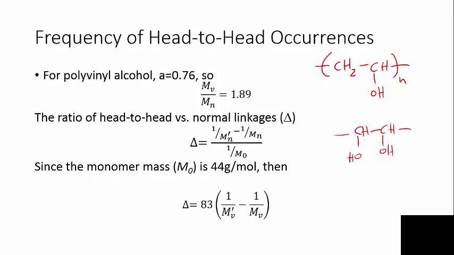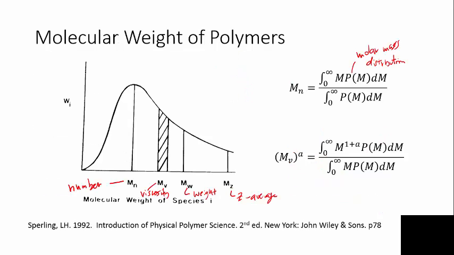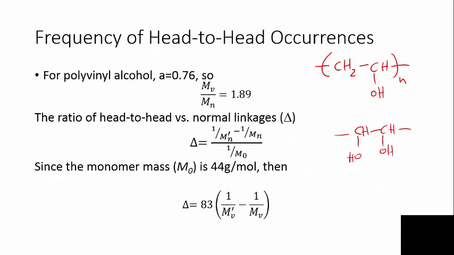And so that's number average, but then actually because of this, because we know A, we know the relationship between M sub n and M sub v, which is this here. So we can plug that in to convert from number average molar mass to viscosity average molar mass, which is what you'll actually be measuring. So we can find delta, the ratio of, or the fraction of the head-to-head to normal linkages in the polymer sample.